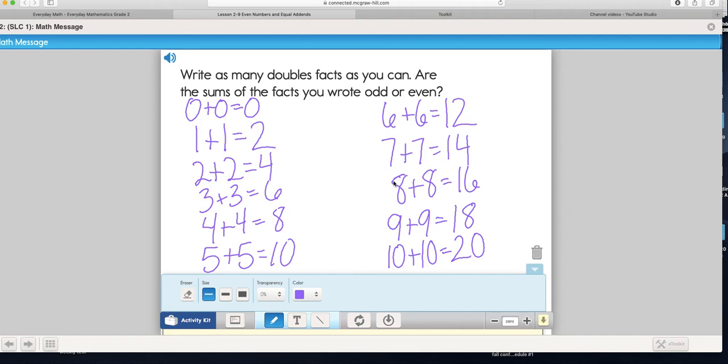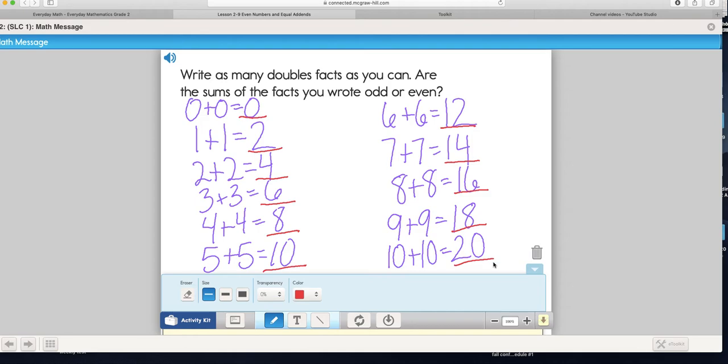Now, I want to look, first of all, at the sums or the answers to these problems. And I know that I've pointed this out before, but I think it will help us remember what happens when we add two of the same numbers together. When we add two of something together that's exactly the same, look what happens. 0, 2, 4, 6, 8, 10, 12, 14, 16, 18, 20. What pattern do you notice with the sums or the answers to all of these problems? What pattern do you recognize to the sums, Jose?